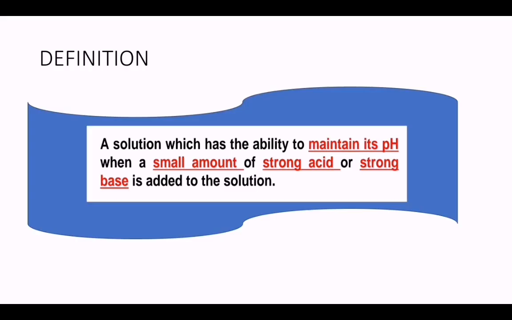First, let's recap the definition for buffer solution. It is a solution which has the ability to maintain its pH when a small amount of strong acid or strong base is added to the solution.